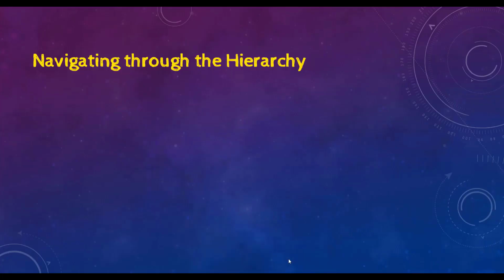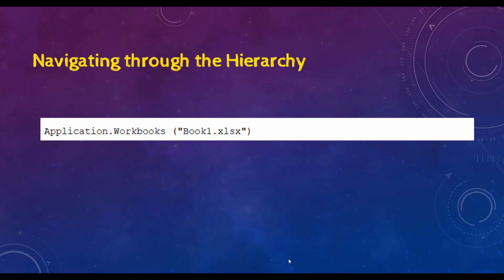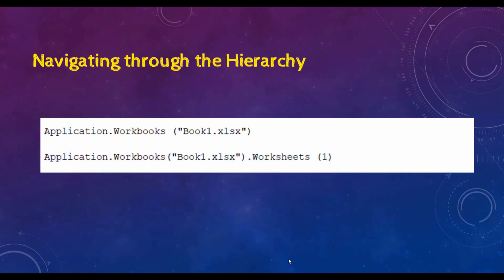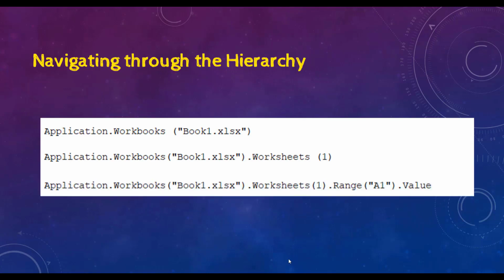So in brief, to refer to a workbook, we use Application.Workbooks("Book1.xlsx"). To refer to the first worksheet in the workbook named Book1, we use Application.Workbooks("Book1.xlsx").Worksheets(1). And finally, to refer to cell A1 in the first worksheet in the workbook named Book1, we use the same previous statement followed by Range("A1").Value.